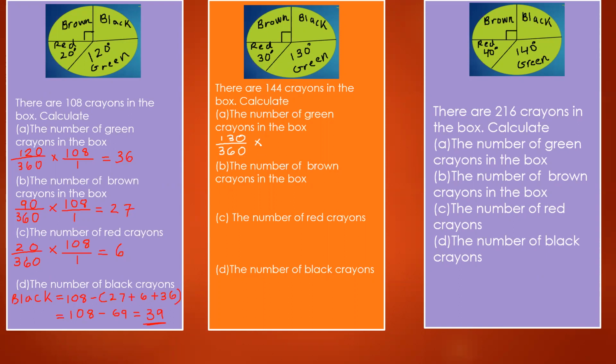Is that what you're telling me? Final answer is 52. Yes, sir. That's correct. Number 2, B, the number of brown crayons in the box. So brown, they have 90 over 3 times 144 divided by 1 equals 1,296 over 36. And the final answer is 36.